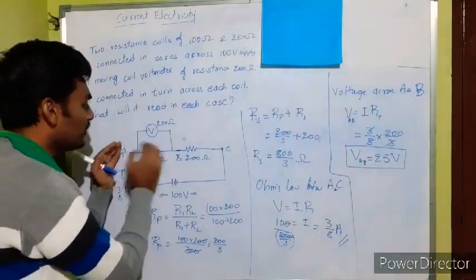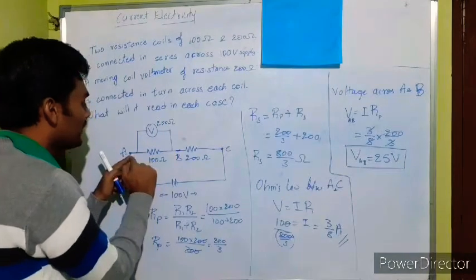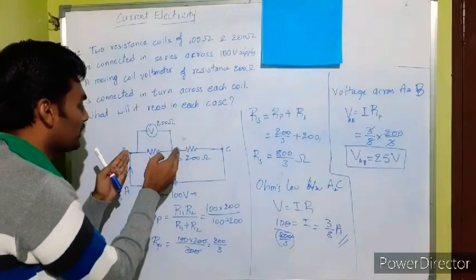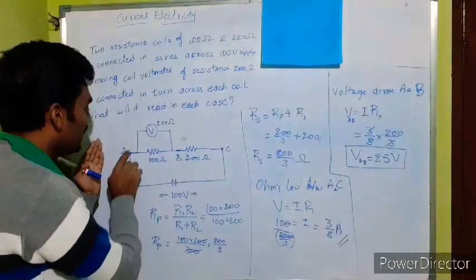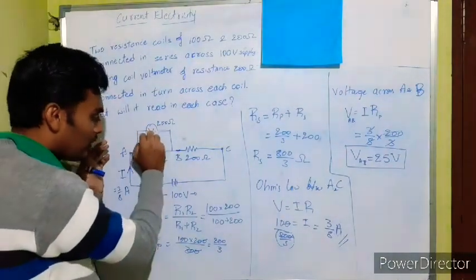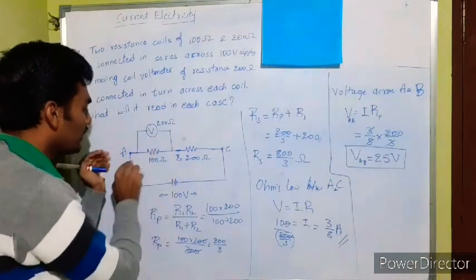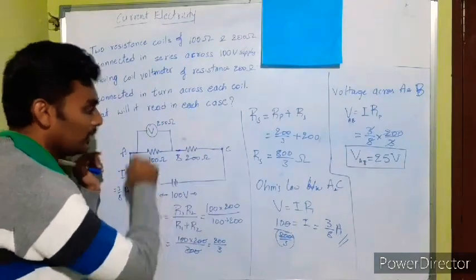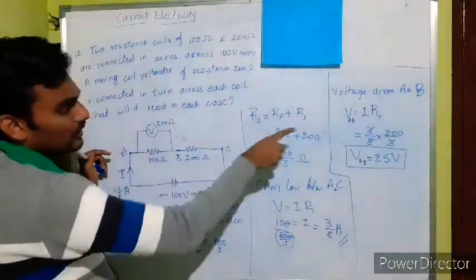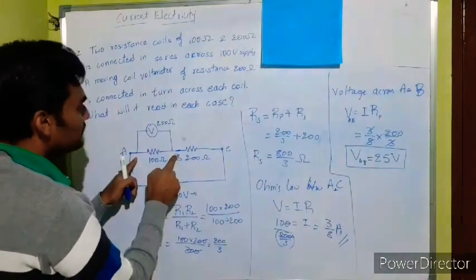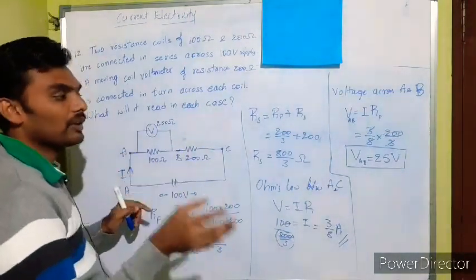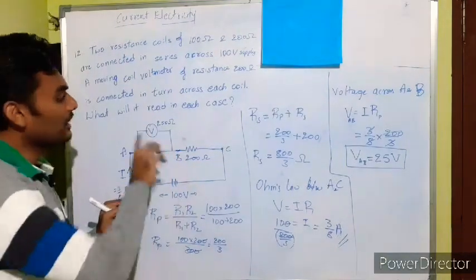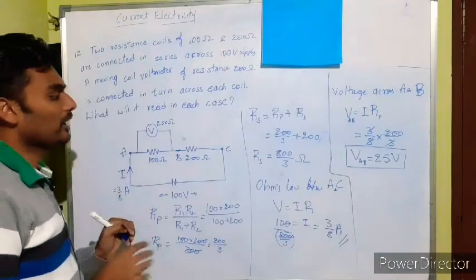Now I am considering the two points A and B. The current through this part of the network between A and B is the same, 3 by 8 ampere, because I am considering this as a combination, not the separate one. Whatever voltage we get across A and B is itself the reading of the voltmeter. That is what the voltmeter reads.